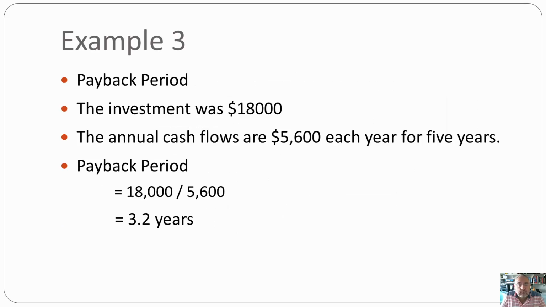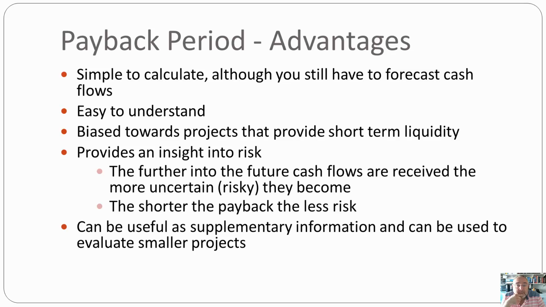Okay, so let's have a look. Example, we've got a payback period question. The investment was 18,000. The annual cash flows are 5,600 each year for 5 years. So simple. If the cash flows are the same, we just say 18,000 divided by 5.6. After about 3 and a bit years, we've got our money back. Obviously, if the cash flows aren't even, then you accumulate them and you just see in which year you finally made your money back.